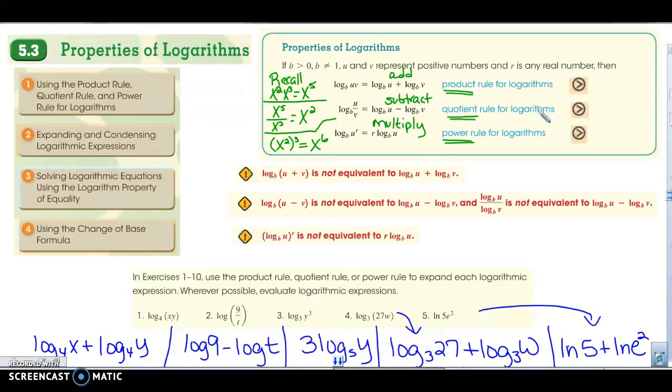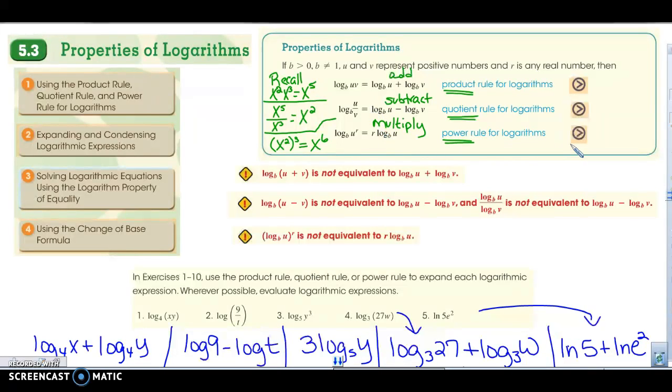Then we have the quotient rule for logarithms. Log base b of u divided by v is equivalent to log base b of u minus log base b of v. Notice that the quotient became a subtraction. Remember the rule for exponents that says when you're dividing bases, you subtract the exponents. So we have 5 minus 2. Well, this quotient became a subtraction of the individual exponents. Remember, a logarithm is an exponent.